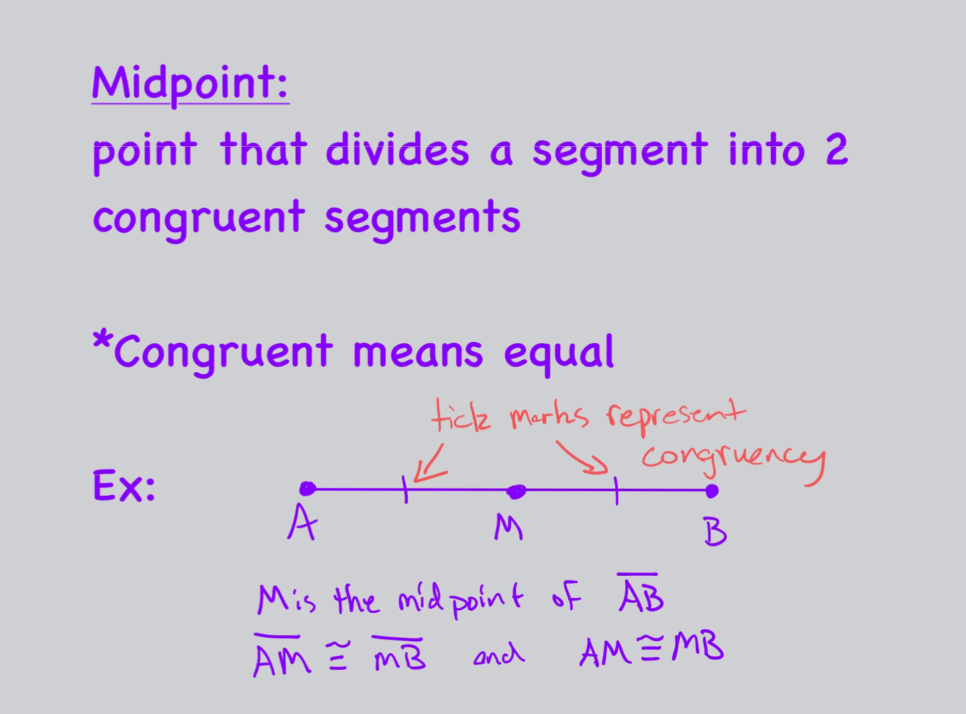Does anybody remember if I have AM with no symbol, what do they want between those 2 points? The distance between the 2 points, okay? So if it doesn't have a symbol and just says AM, that means I want the distance from A to M. So that's what it says here: the distance from A to M is congruent to the distance from M to B.